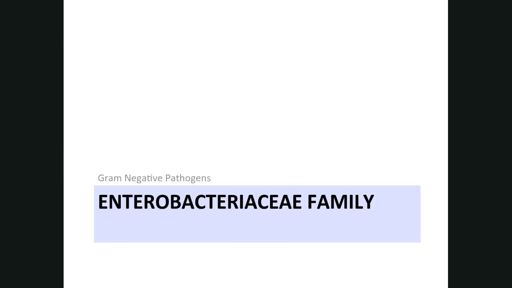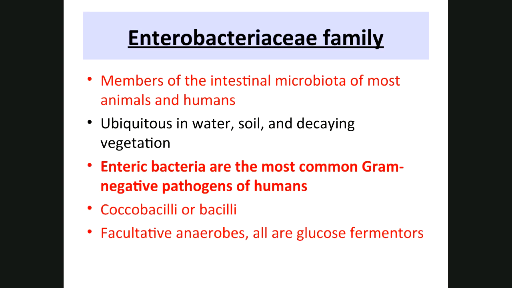Okay. The next group of organisms is actually a family, not a genus. This is the Enterobacteriaceae family, and this is a group of gram-negative rods. They are facultative anaerobes. This is a huge family with lots of different genera as part of the family. The enteric bacteria, the coliforms, are part of this family.